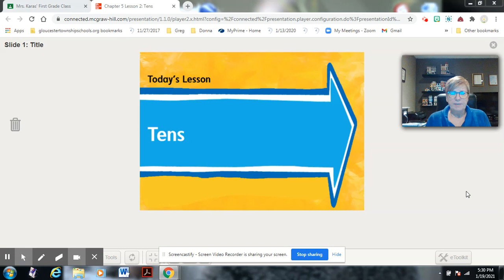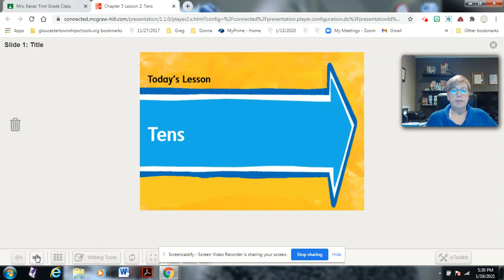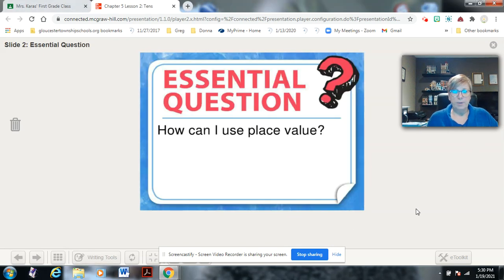What would be tens? What do we have tens of? I know I can use my fingers, and I have 10, right? That's right. You could use cubes. Make sure you have 10 in your rod of cubes. Very good. All right. We are continuing to find ways to answer our essential question for this chapter. How can I use place value?